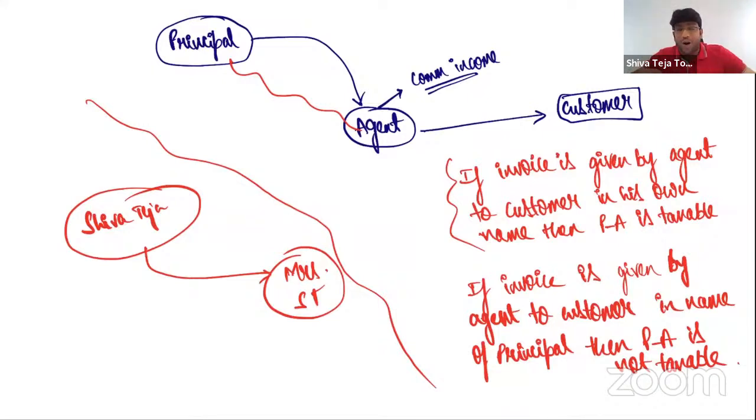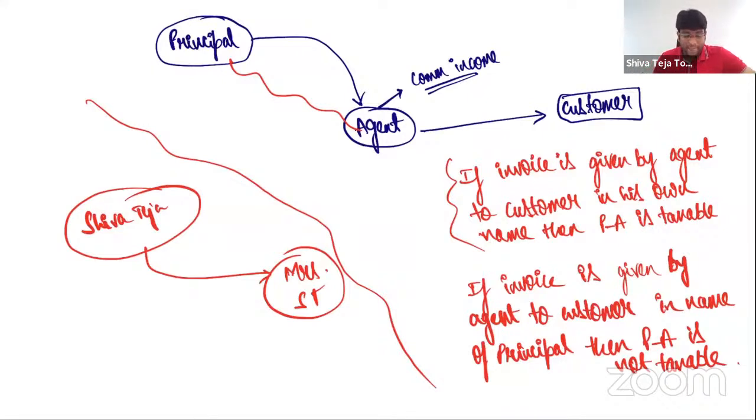That's where they clearly told in the law, for a transaction between principal to agent, taxability will depend upon how the invoice is given by the agent to the customer. If the invoice is given by the agent to the customer in the agent's own name, then principal to agent is taxable. But if the invoice is given by the agent to the customer in the principal's name, then principal to agent is not taxable. I hope we are getting clarity on this point. Exactly. Very wonderful. Good.